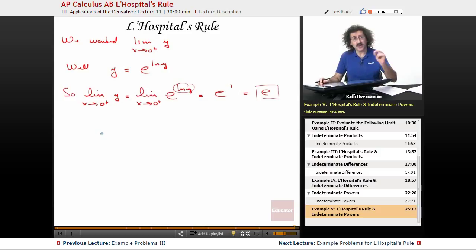We had a power, we took the logarithm of it. The logarithm gave us a product. We took that product, we turned it into something which is 0 over 0. We applied L'Hopital's rule. We found the limit of the natural logarithm of y because of that first process to simplify it. Now we just reverse it. If you take the logarithm of something, if you want to go back, just exponentiate it. We didn't really need to go through this. It's just going to be e to the 1 power.